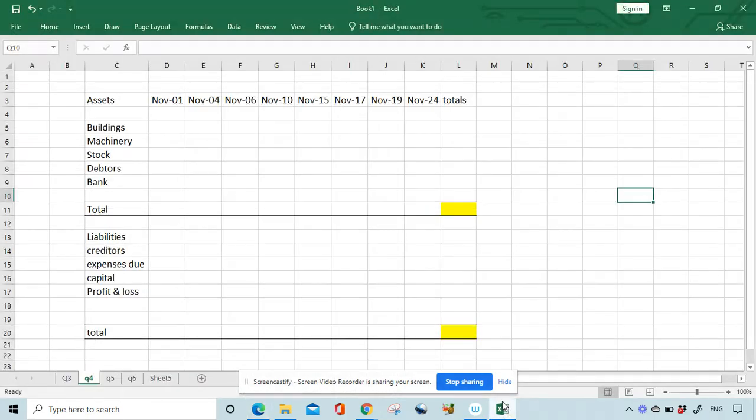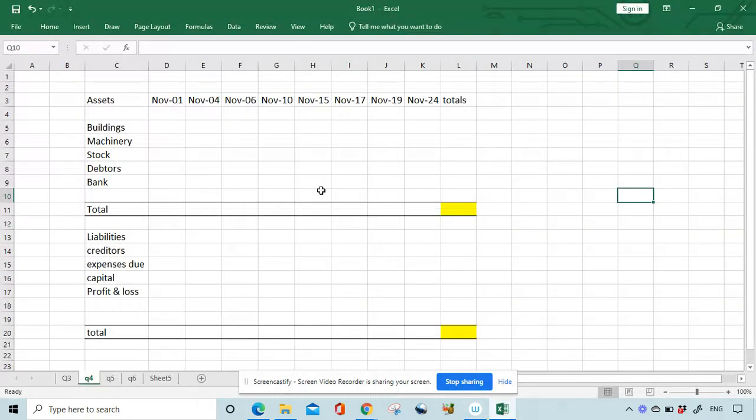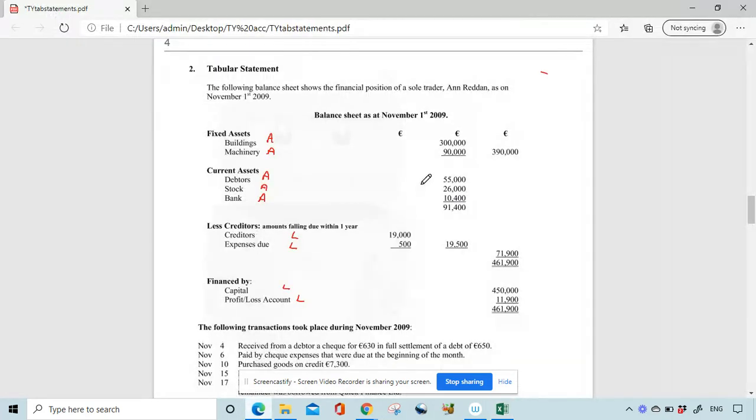So I go to my worksheet. I've already done this out. I have my buildings, machinery, debtors, stock, bank, and my creditors, expenses, capital, and profit and loss done out already. And I have each day of the month, so November the 1st, 4th, 6th, 10th, 15th, 17th, 19th, 24th, and my totals should look like so. So I'm just going to fill in the 1st of November, and that comes straight from all of these numbers up in the balance sheet.